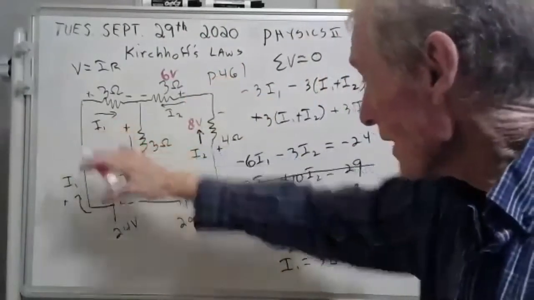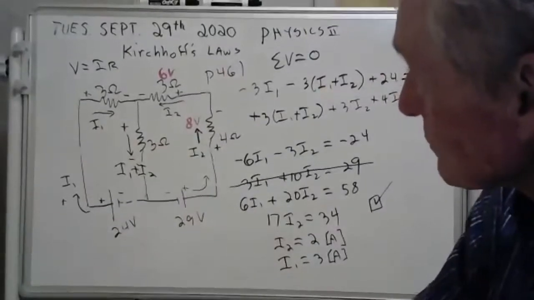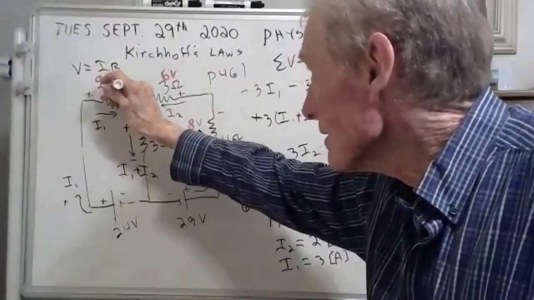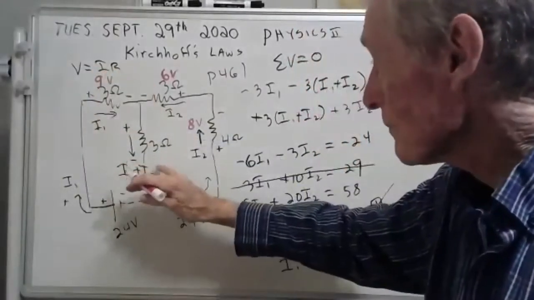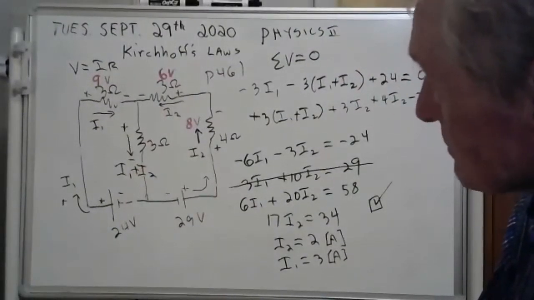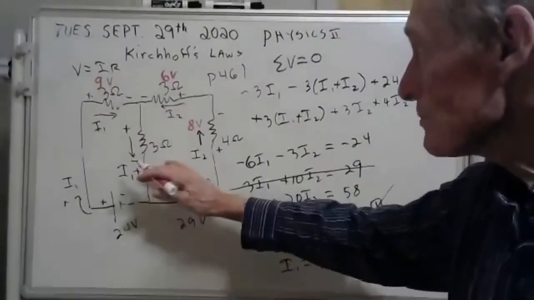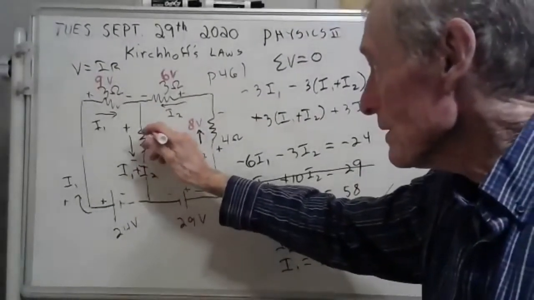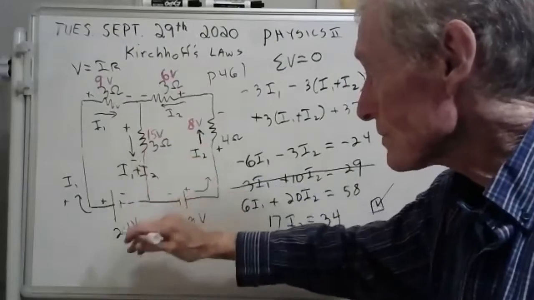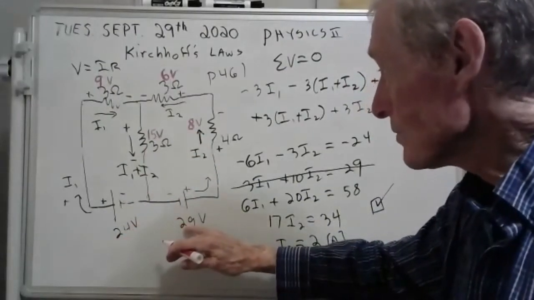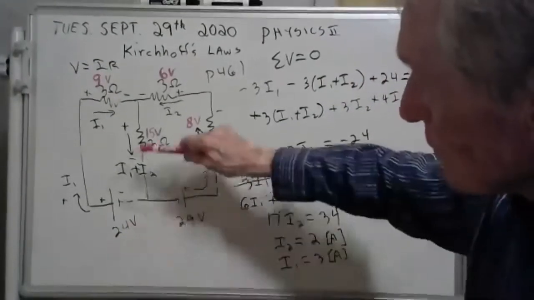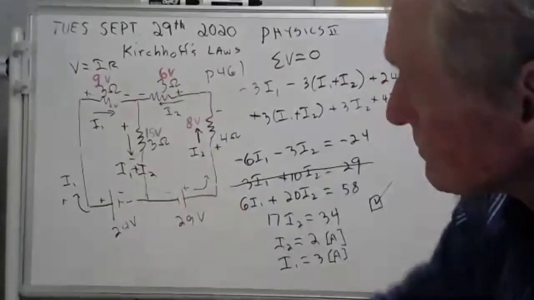Now let's do this one. I1 is 3 amps. 3 times 3, that's 9 volts. This here is 9 volts. Well, what's this one? Well, what's 2 amps plus 3 amps? That's 5 amps. 5 amps times 3 ohms, V equals IR. I think that's 15 volts. 15 volts. Now, do we have all the volts? I think we do. Let's check them.